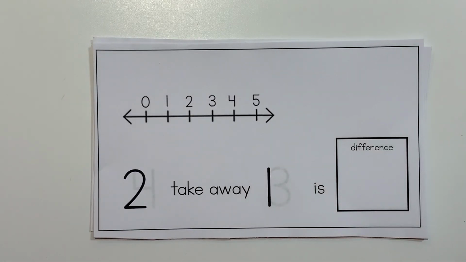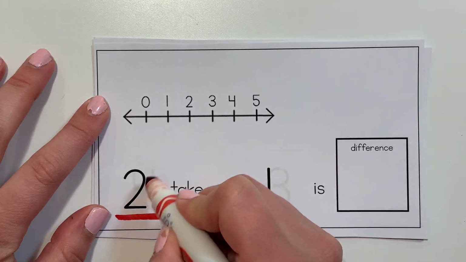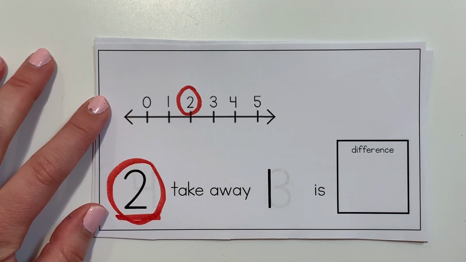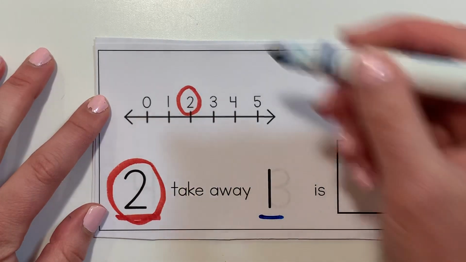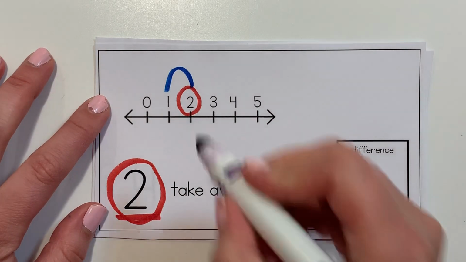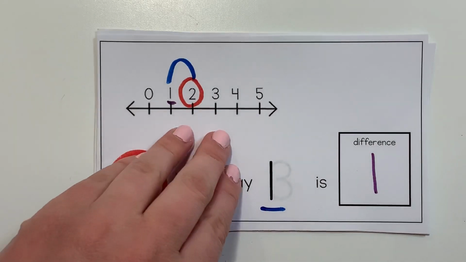Let's try another one. This one says 2 take away 1 is. I know that my first step is I have to start with the biggest number. 2 is my biggest number. Find it on the number line. Am I hopping forwards or backwards? I'm hopping backwards the smallest number. I'm going to hop backwards because it's subtraction. I'm taking away. I need my number to get smaller. My last step is to write my answer. 2 take away 1 is 1.